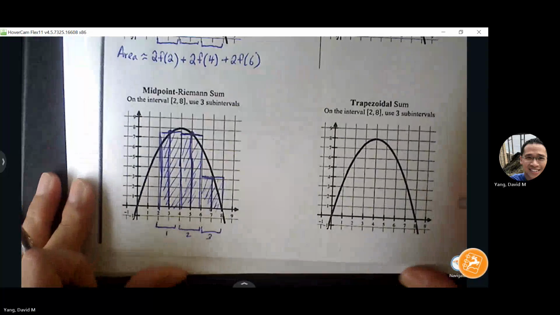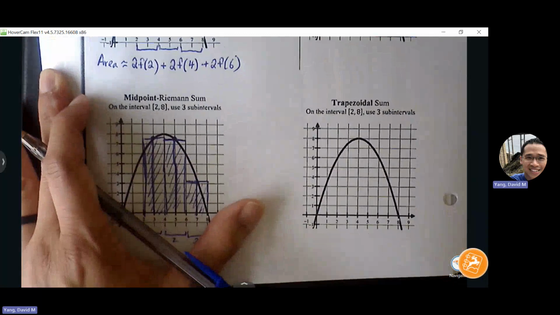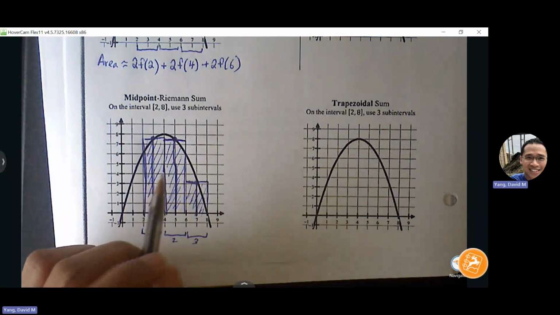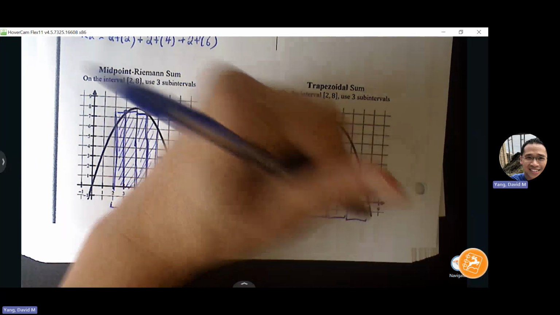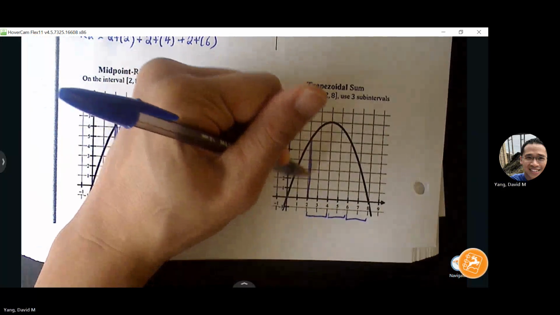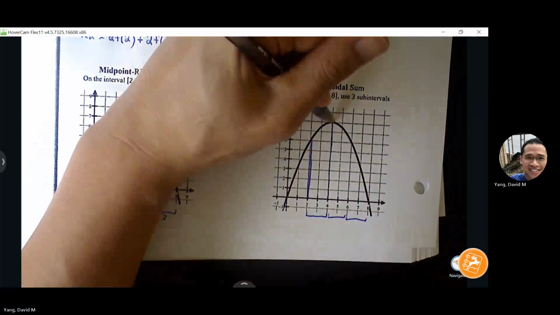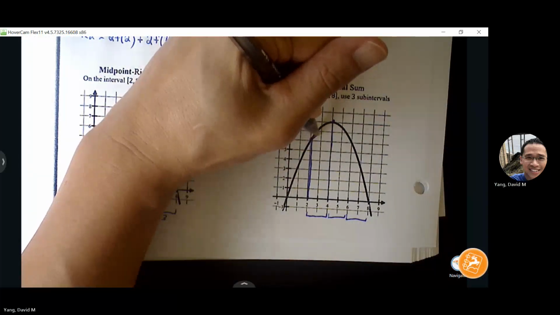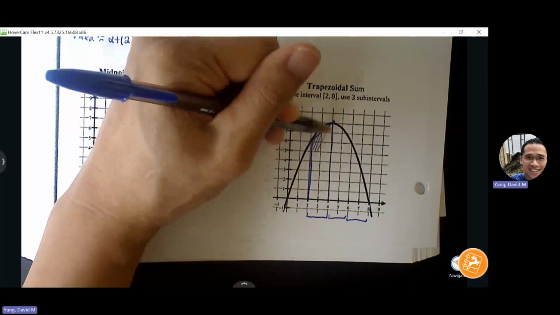Okay, lastly, trapezoids. Same subinterval, same A and B value, same 3 subintervals. So we're going to go from 2 to 4, 4 to 6, and then from 6 to 8. Now with trapezoids, you're going to attach both your endpoints to the curve, and then you're just going to connect the straight line between your endpoints.